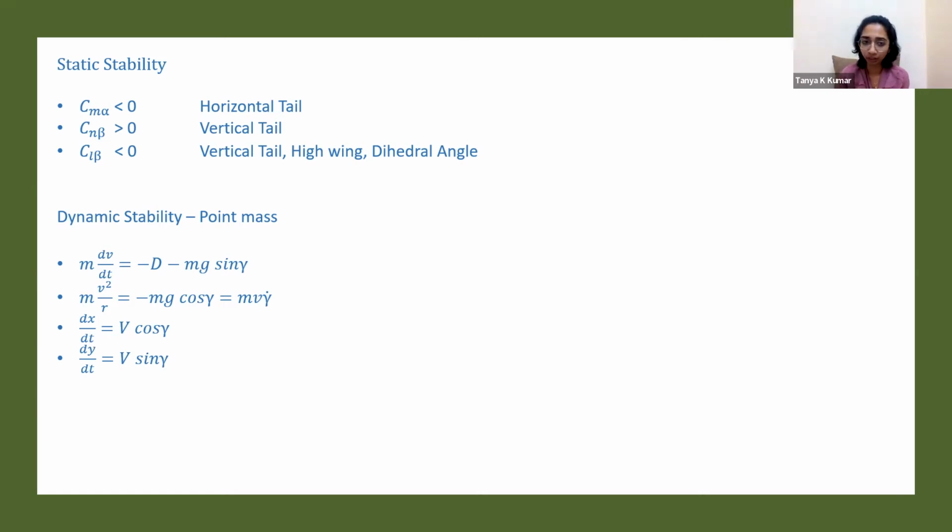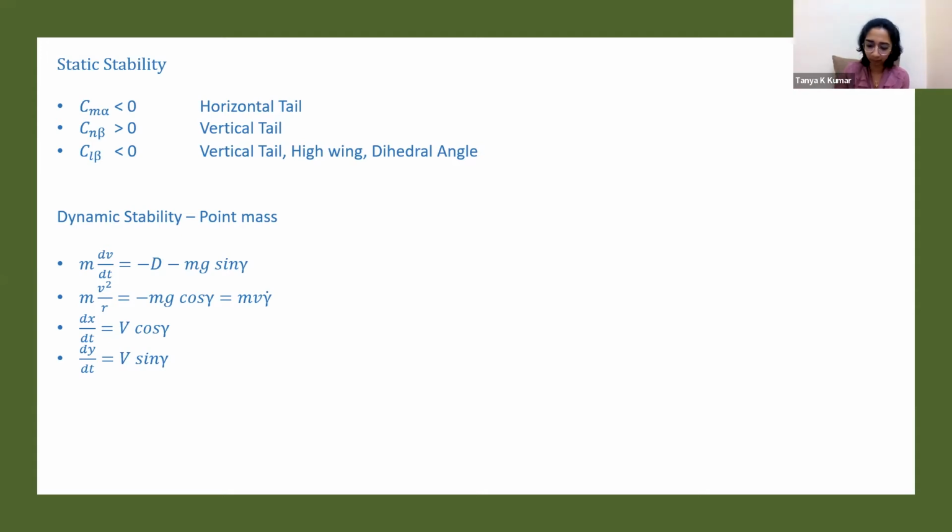Now the major contributors towards these stabilities. For the longitudinal case, you have the horizontal tail. Horizontal tail is what provides the most static longitudinal stability, so it is the most negative component in Cm alpha. Similarly, for the directional sense, you have the vertical tail with the rudder. This is what gives you the most positive component in the Cn beta terms. Vertical tail contributes most to the Cn beta. And for the lateral case, you have these three terms: vertical tail, high wing, and dihedral angle.